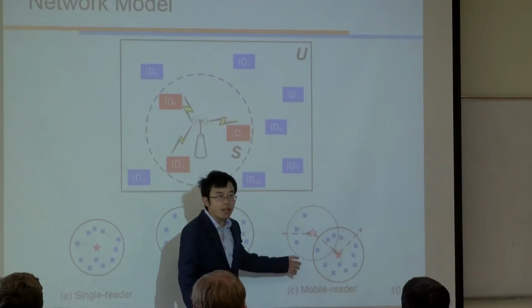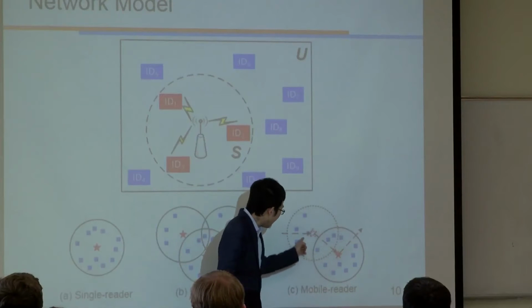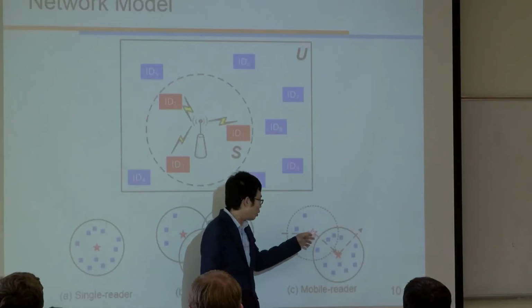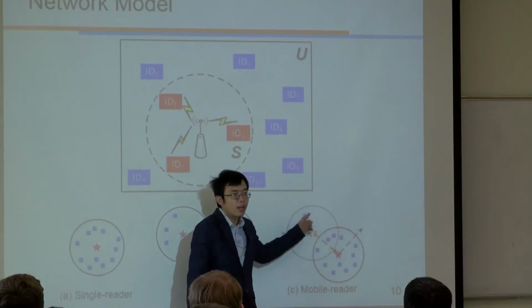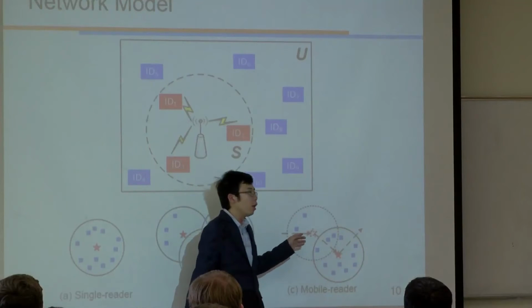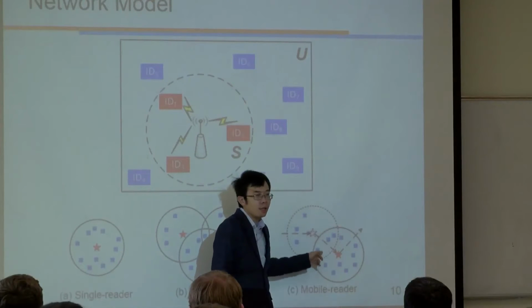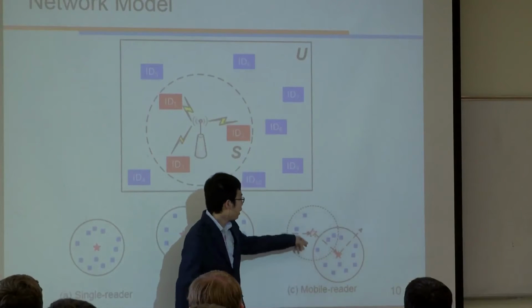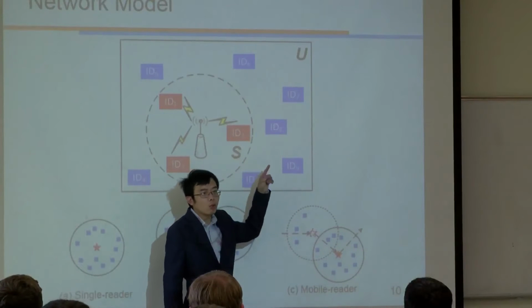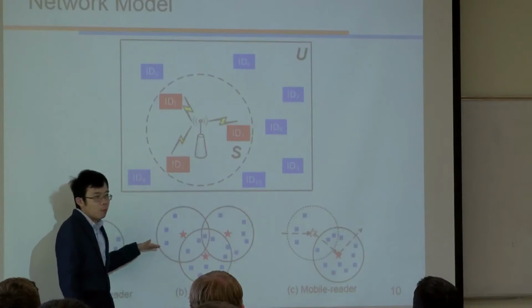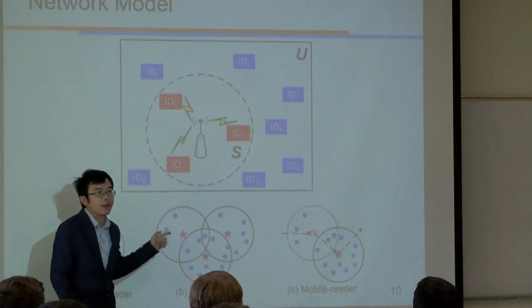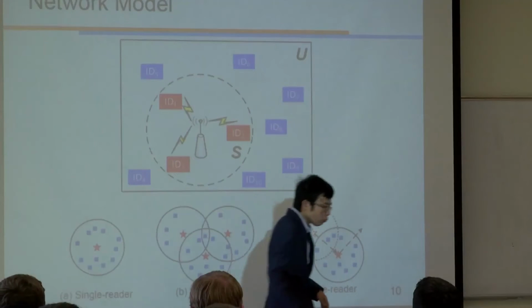We can see in this case, at each location, the reader still can only communicate with a subset of tags, right? Because the communication region is limited. So in this case, S is still a subset of U. Different scenarios we can use our model to represent. So the model we consider here is a very general model.